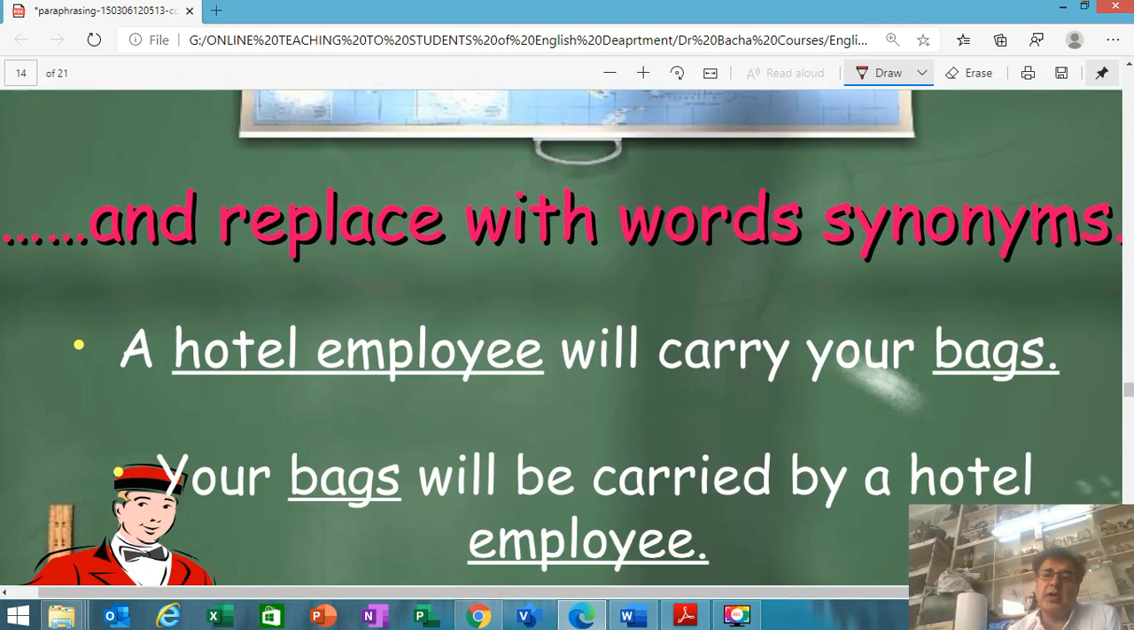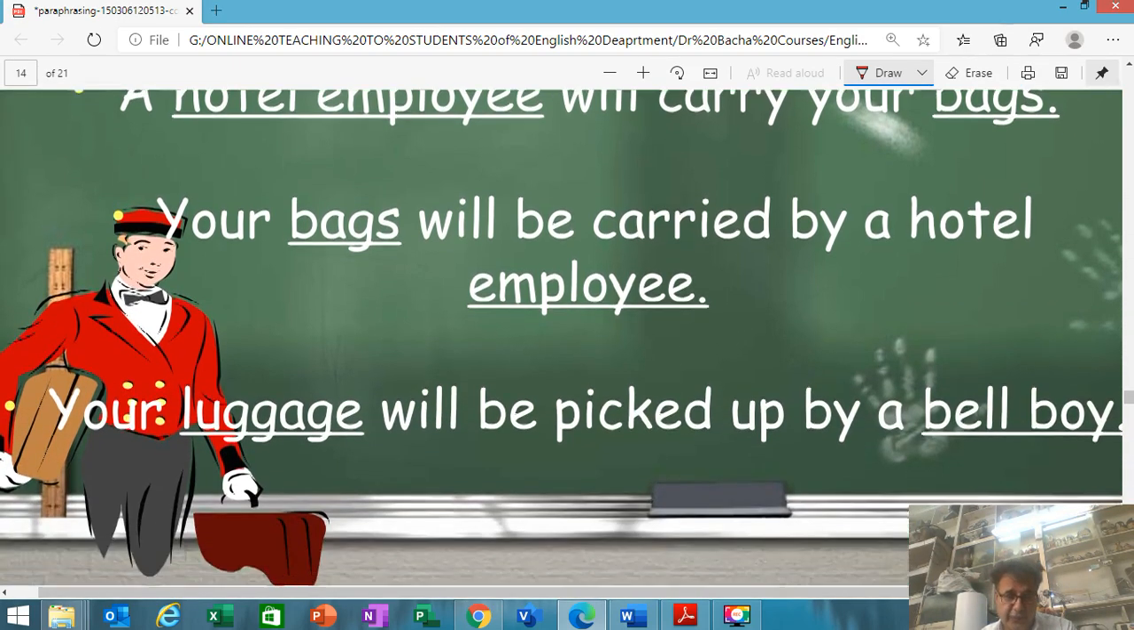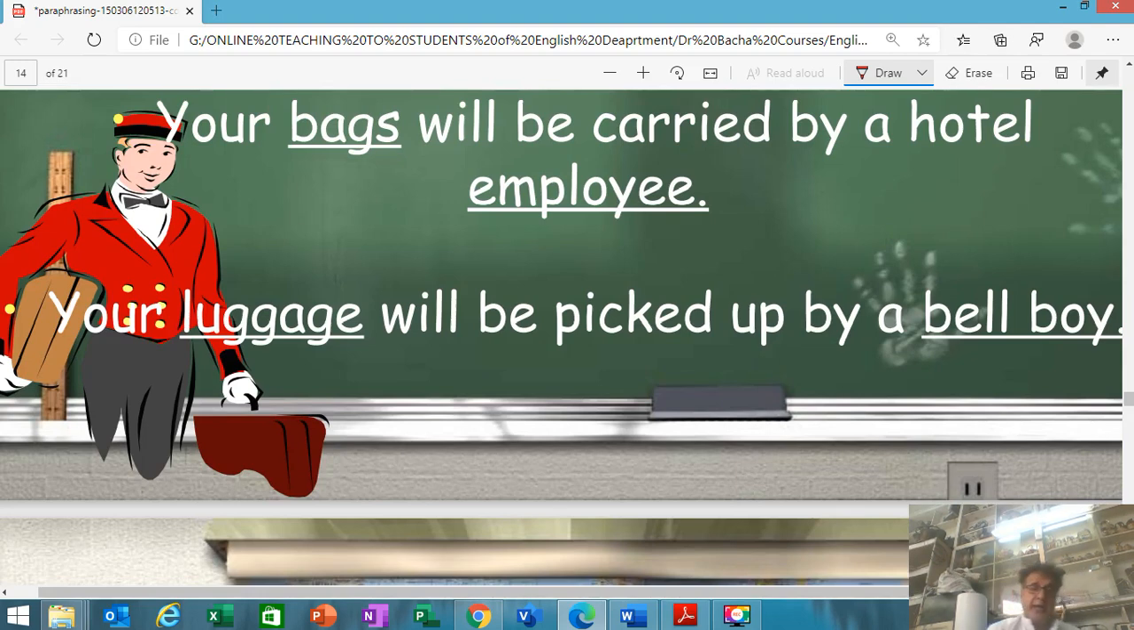And replace words with synonyms. For example, "A hotel employee will carry your bags." So, "Your bags will be carried by a hotel employee." And further, you can also say that "your luggage will be picked up by a bellboy." Now see here, altogether the sentence has been changed. Bags, okay, luggage, and a bellboy. All right, by employee.